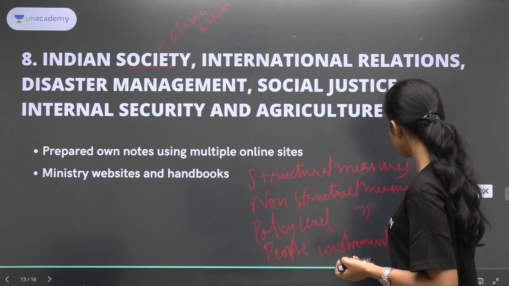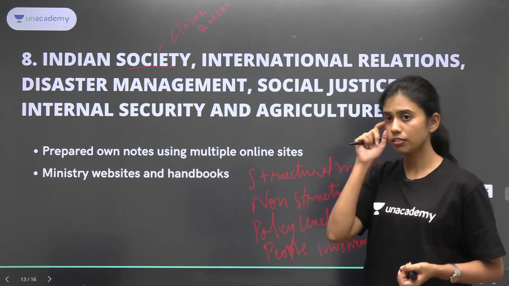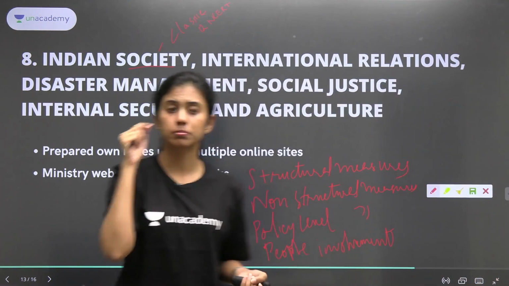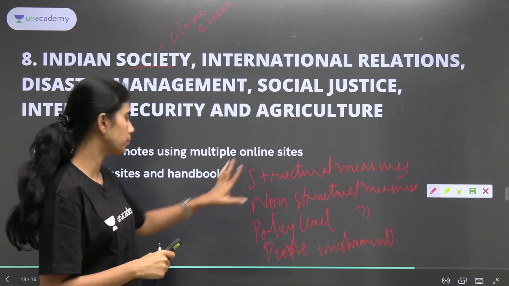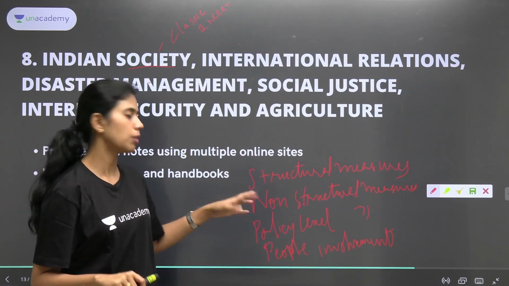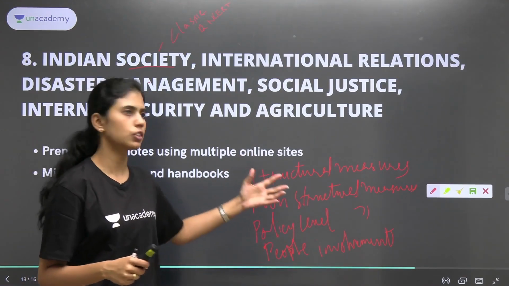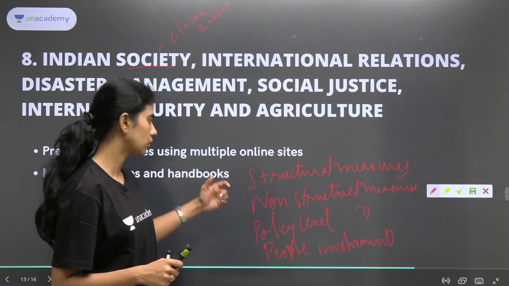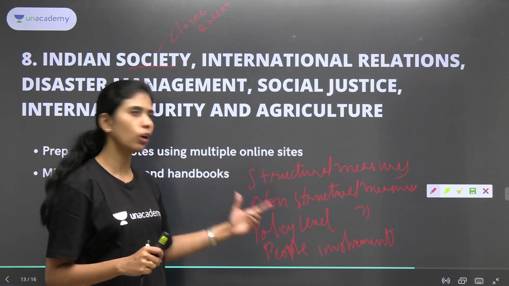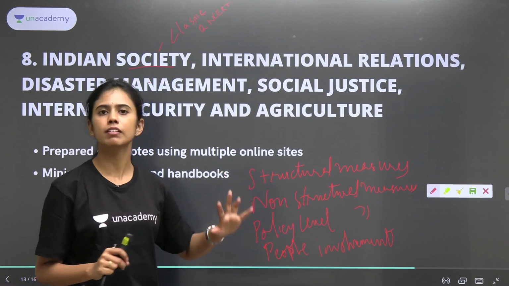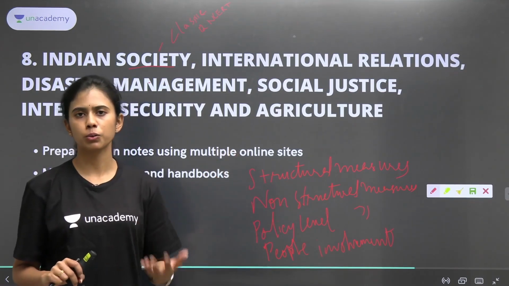So I had headings like this pre-planned, and then for any kind of disaster that is being asked, I would simply elaborate on this. So for example, if it's an earthquake, we have structural measures to be taken against earthquake, non-structural measures are there, policy level measures are there, and then people involvement is there, and then you can also add your own points to this.